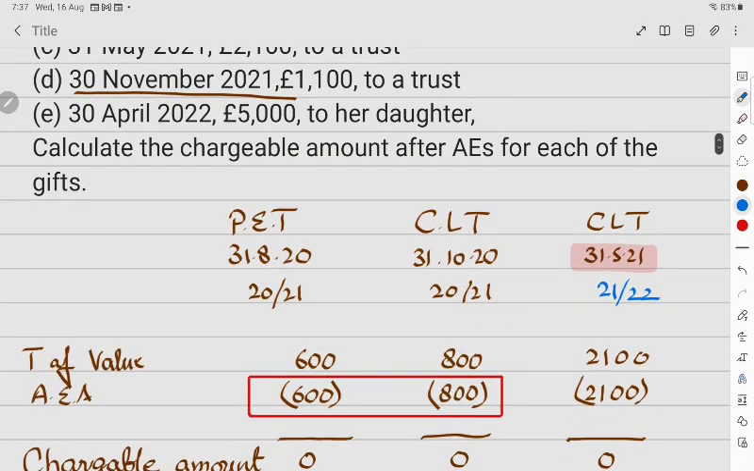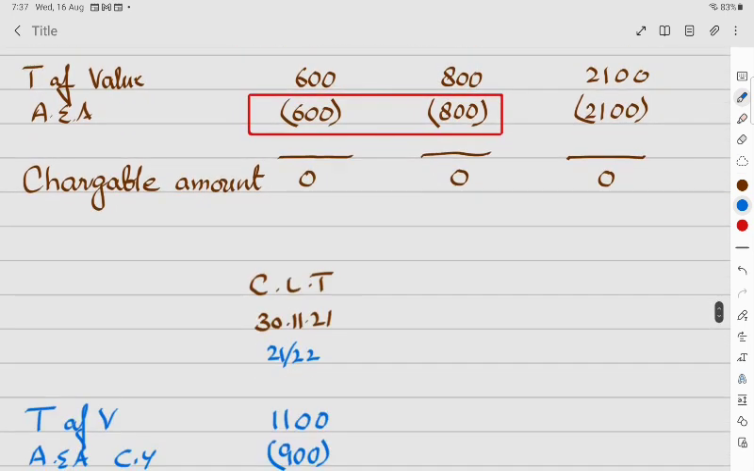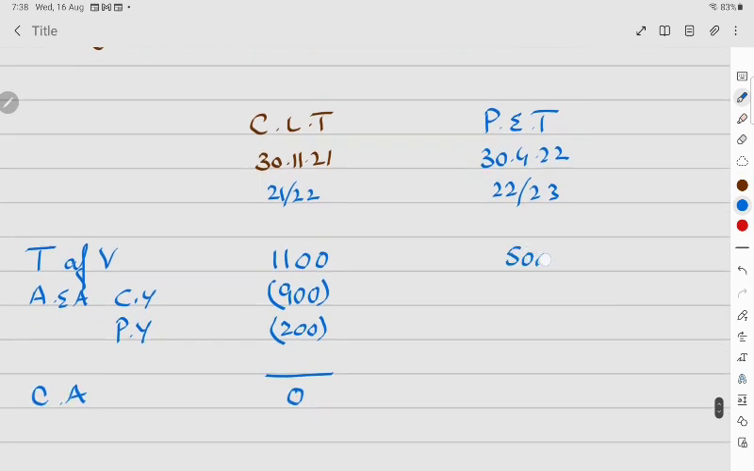Now, about the fifth gift, made on 30th April 2022 to her daughter, that is potential exempt transfer. Date is 30th April 2022. So, the tax year is 22-23. 5000 is the amount of gift, 3000 is the annual exempt amount of current year that is to be used. But remember that the previous year's annual exempt amount has been wholly utilized, and remember annual exempt amount can be carried forward for 1 year only. So, that is why there is no unused annual exempt amount related to the previous year available. So, that is why here chargeable amount is 2000, right.